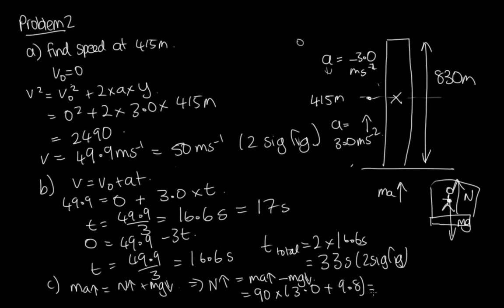So the maximum reaction force is going to be in the first half when the lift is accelerating. So that makes sense. When you're standing in a lift, when it starts to accelerate up, you feel a lot heavier, and that's because of the reaction force. So let's calculate what this is now. When we put this in the calculator, we get 1,152 newtons, and then we should just give this to two significant figures, so that's 1,200 newtons.